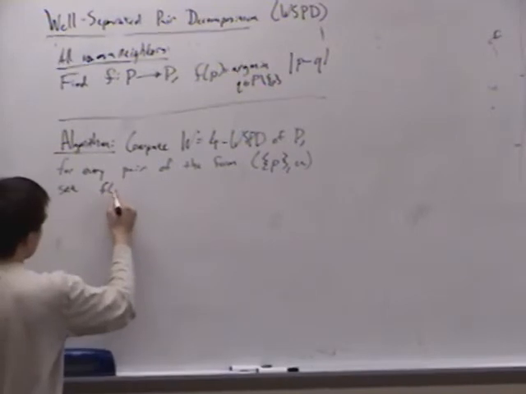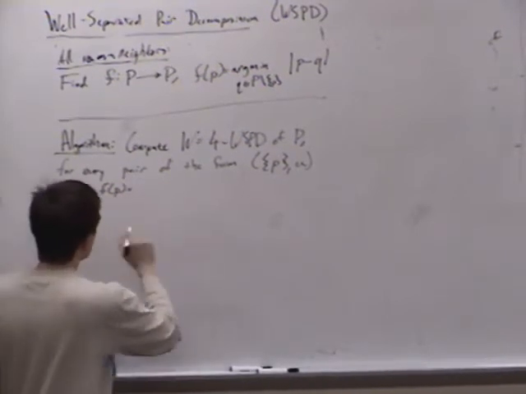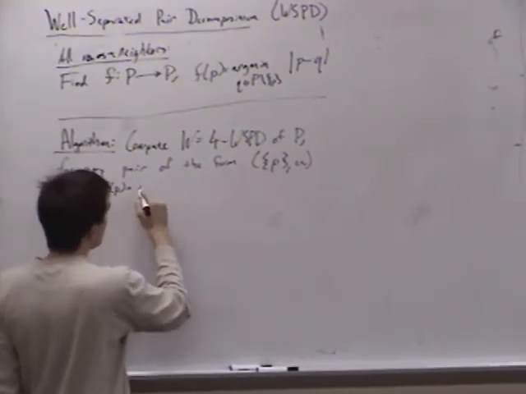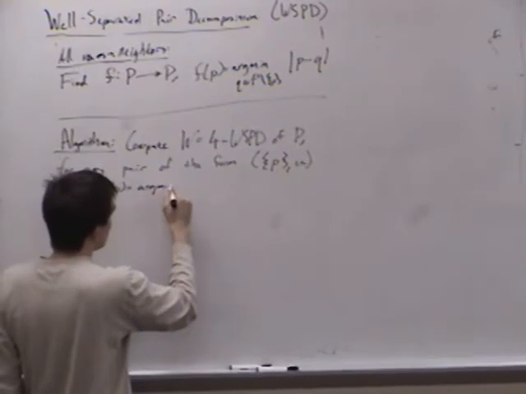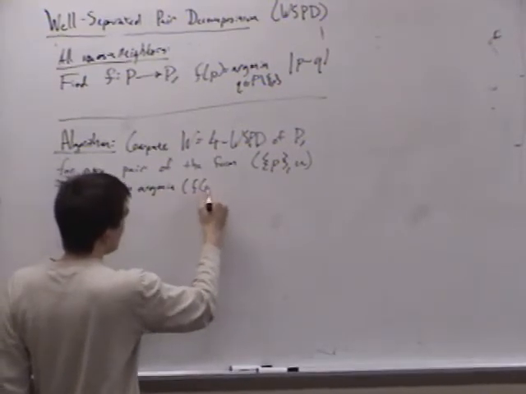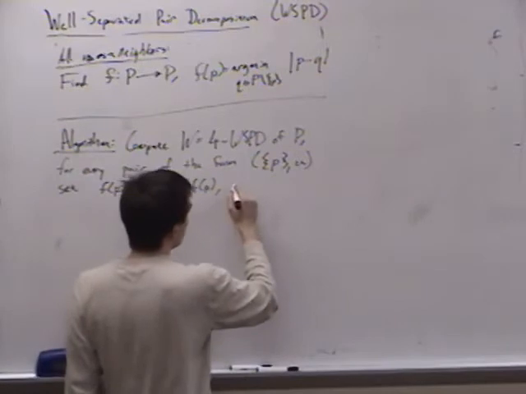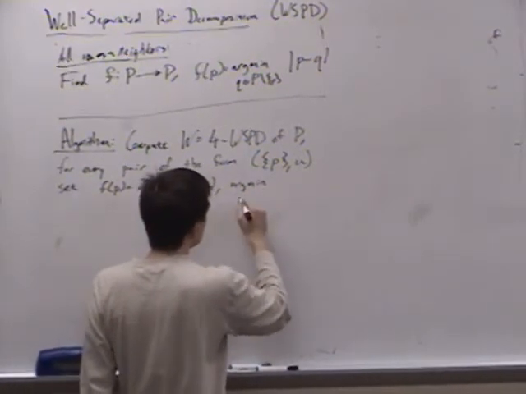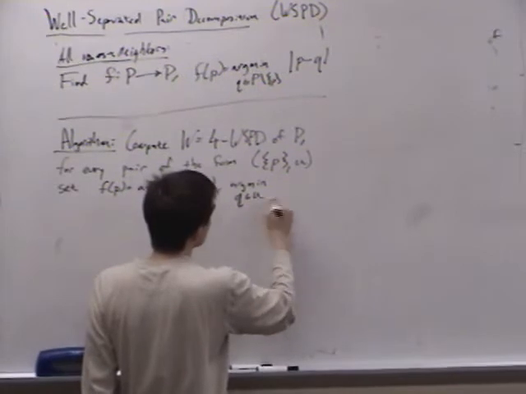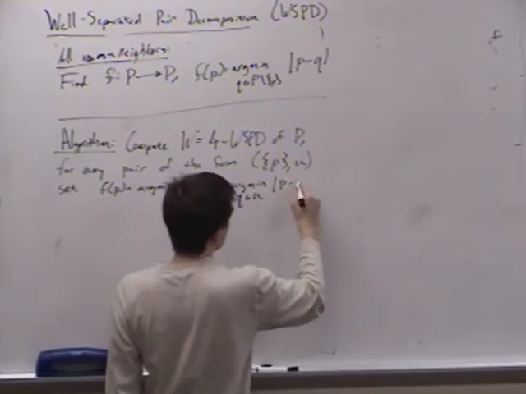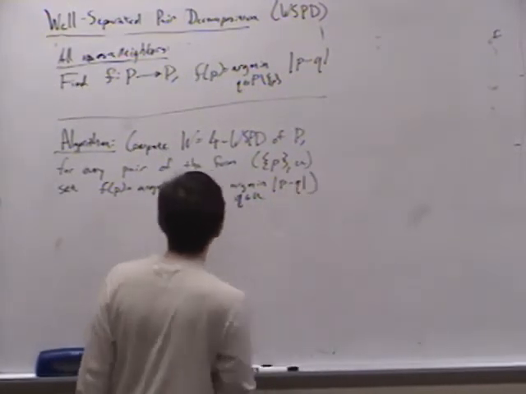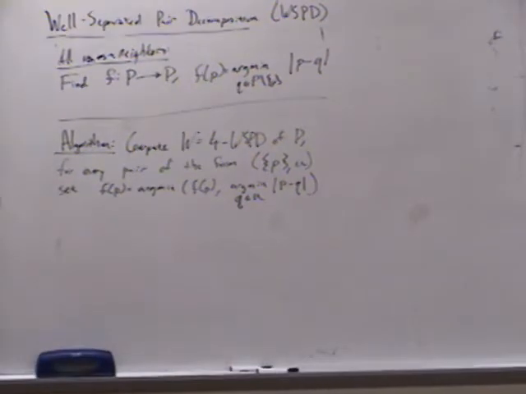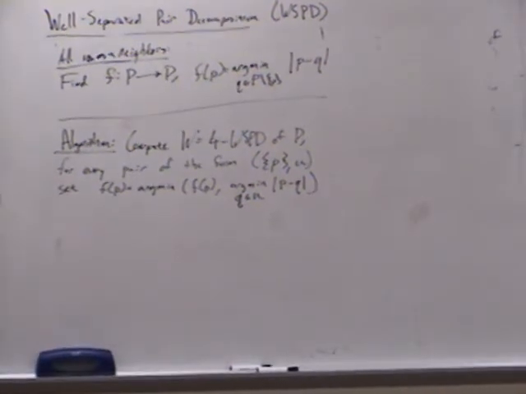set f of p equal to the argmin of f of p and then the closest point in U, right? So we'll basically look for all of the q's in U, p minus q. So that's the idea, right? You basically construct this well-separated pair decomposition.